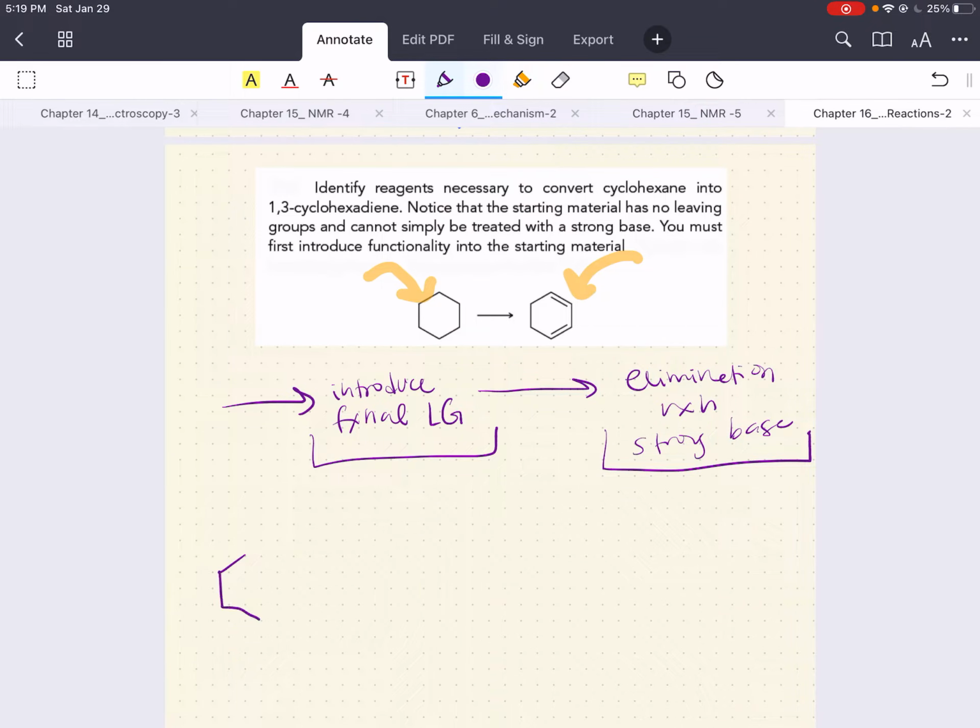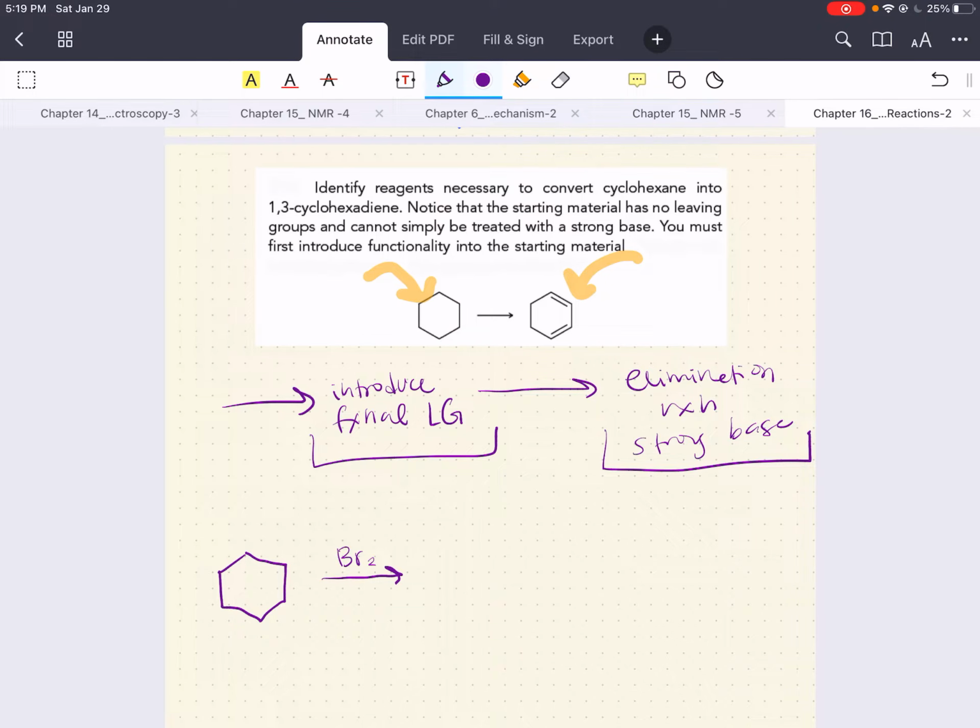So we're going to start off. We're going to draw our cyclohexane. Now, what we can do to introduce a functional group that can be a good leaving group? Remember, a really great example of good leaving groups are the halogens. What we can do is a radical bromination reaction to add, say, bromine. You should have covered this reaction in chapter 12 of organic chemistry, if you followed the Klein textbook, of course.